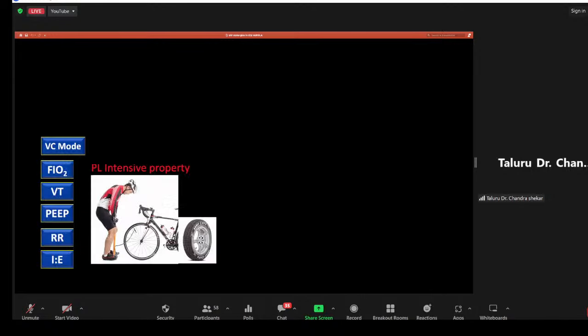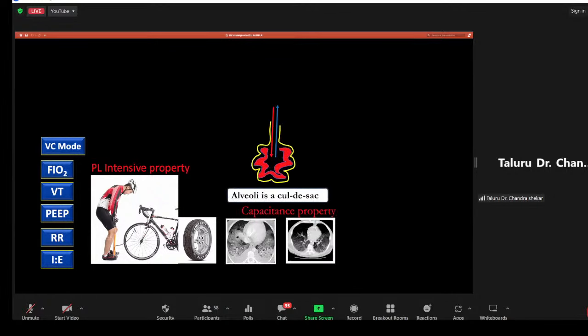See, once you do this setting in a volume control, FiO2, tidal volume, PEEP, respiratory rate, I:E ratio, do you think the same tidal volume given to these two will produce the same pressure? Obviously not, isn't it? Look here, both the alveoli. This has only 50 million alveoli. This has about 150, 200 million. This is the capacitance property.